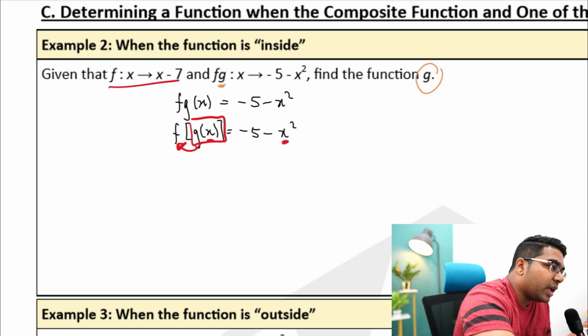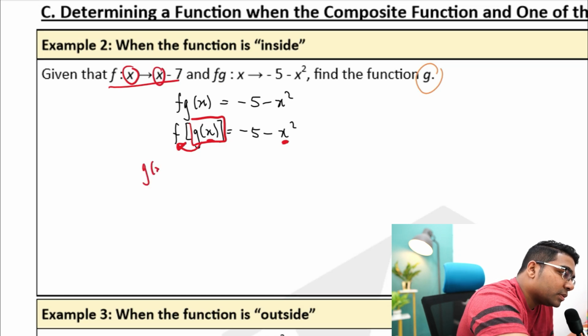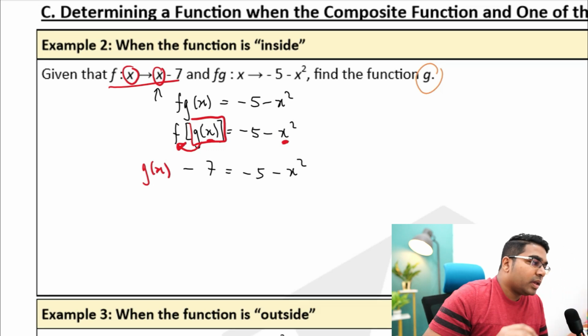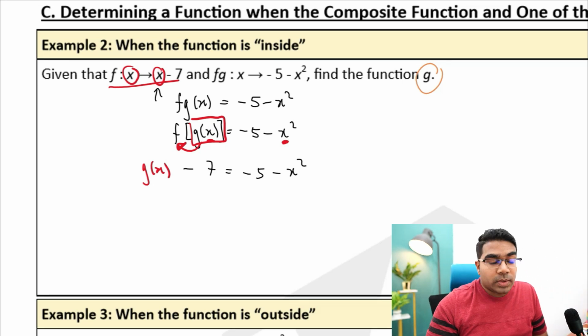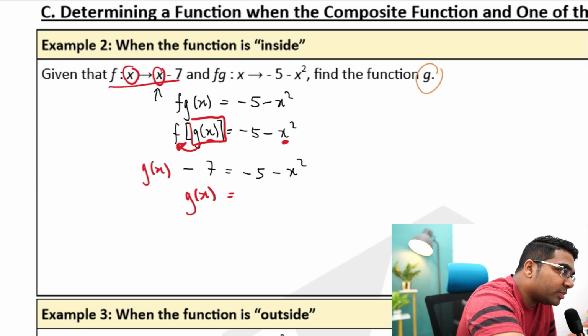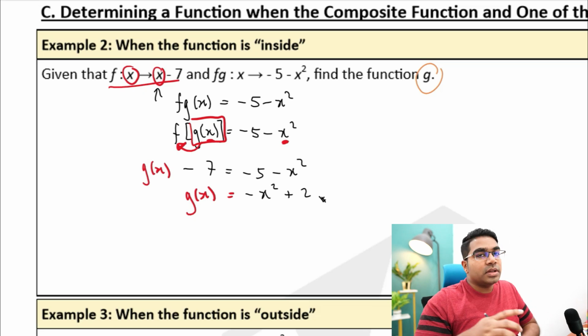So we are given the function f. All I need to do is use g of x as x. So this will be g of x minus 7 is equal to negative 5 minus x squared. So what I've done here is I've taken g of x and put it into here as the object of the function f. And now we can find g of x. Therefore, g of x will be equal to, we just add 7 on both sides, plus 7, plus 7. So this will become negative x squared plus 2. Negative 5 plus 7 is 2. So this is how we find the function which is on the so-called inside.